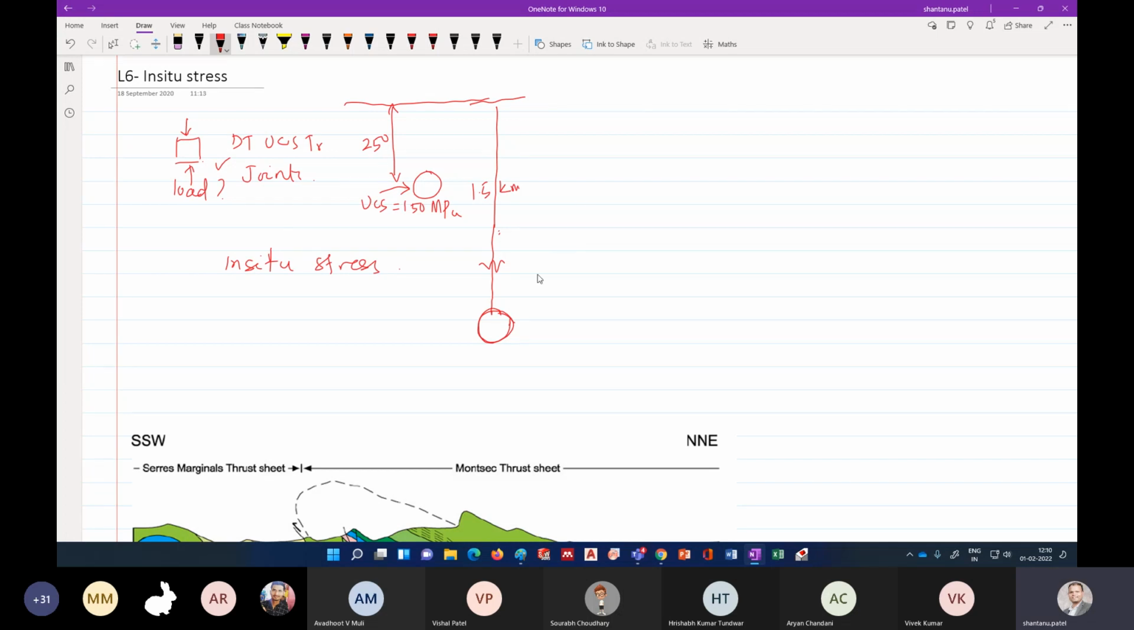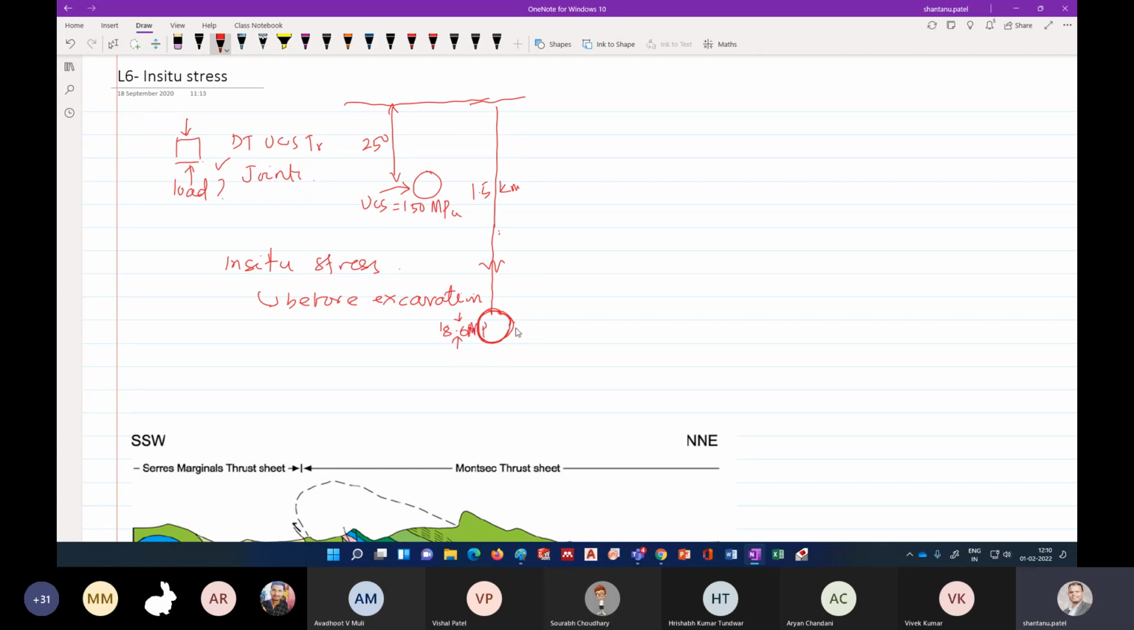So what is this in situ stress? Any mining student? And why do we call it in situ stress? It is the stress that is present in the in situ condition, where no changes have been made, so before excavation. Let's say before excavation the vertical stress here is 18.6 MPa.